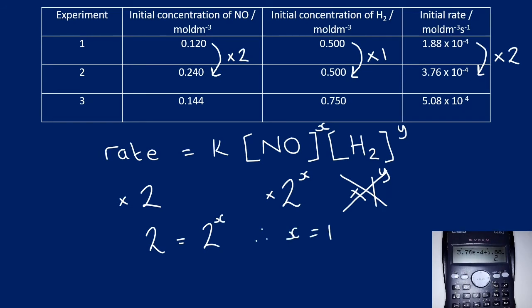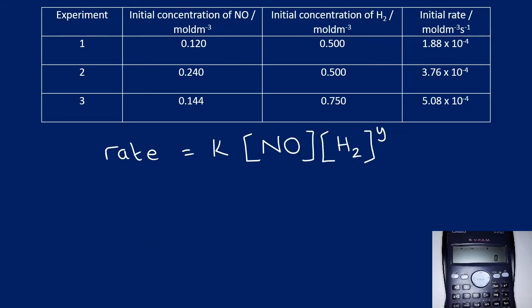Remember, it has to be 0, 1 or 2. If it was 0, we'd have 2 equals 1, which is incorrect. If it's 1, we have 2 is equal to 2, which is correct. But if x was 2, we'd have 2 being equal to 4, which is incorrect. So we've determined that this is first order with respect to NO.